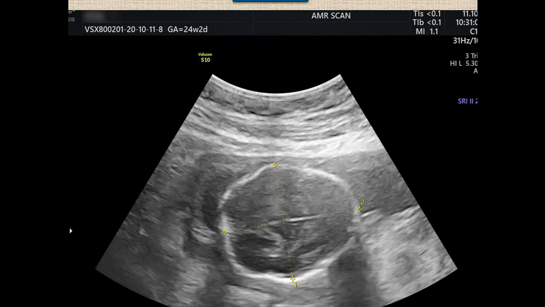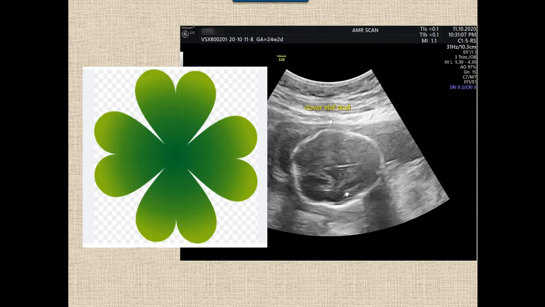And here is the appearance of the skull. The appearance of the skull here is quite abnormal. You will notice that there is bitemporal bossing. The temporal bones bilaterally are protruding outward, and this is the classic appearance of the so-called cloverleaf skull. Here is the appearance of the cloverleaf skull.